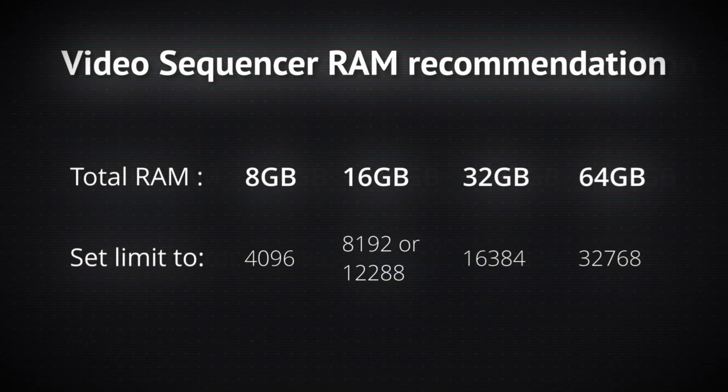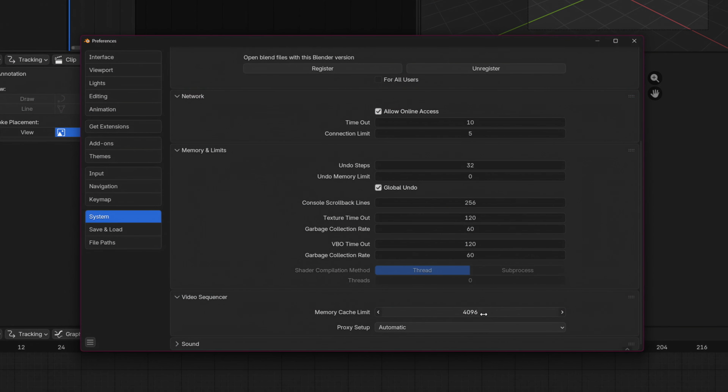If you have 16 GB of RAM, increase this to 8 or 12 GB, and if you have 32 GB RAM like me, I would recommend setting this to 16 GB. You can just multiply the default 4 GB by clicking into the value and then typing an asterisk followed by the number you want to multiply it with. After that, click here and save the preferences.